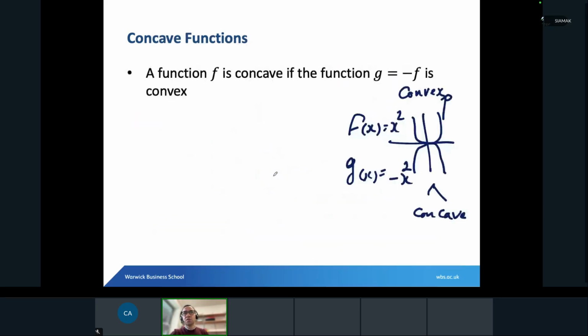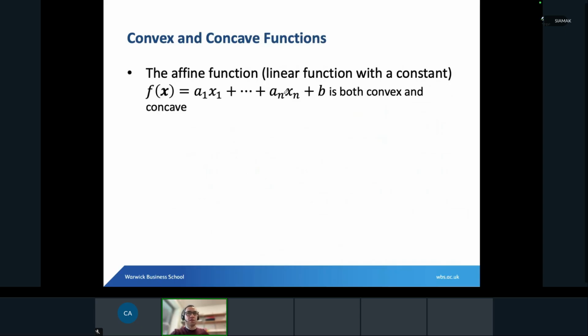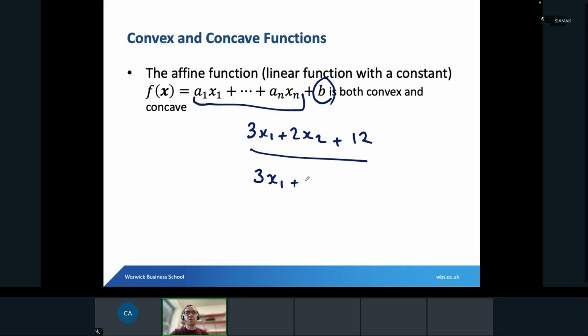Can I please explain affine functions again? An affine function is essentially a linear function with a constant at the end. That's all. This is a linear function because we have unknowns multiplied by the constants. Another constant is added at the very end: 3x1 plus 2x2 plus 12. This is an affine function, while x1 plus 2x2 is a linear function. This is a linear function, and this is an affine function.